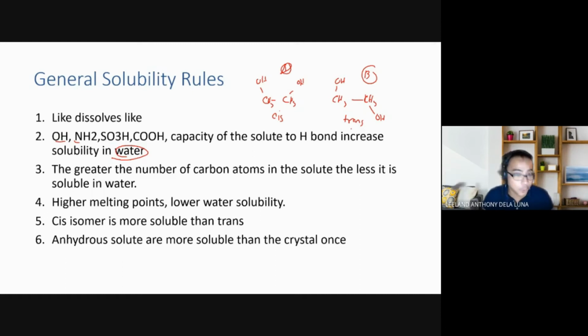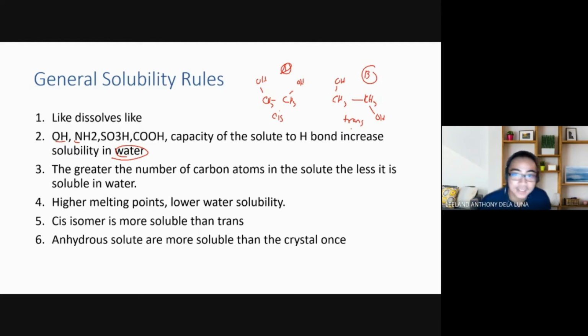Alright, so between the two, again, normally mas soluble si cis kumpara kay trans. That's a phenomenon that usually happens to most of our solutes that are of different isomers. Alam niyo siguro isomers, right? Same chemical formula, different lang orientation ng kanilang functional groups. Same chemical formula.